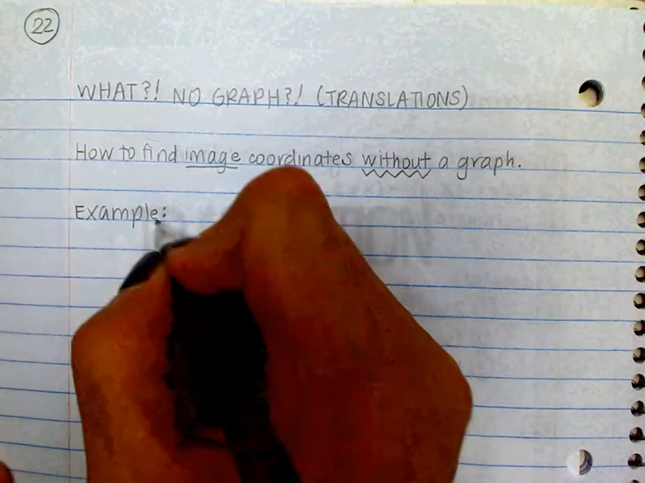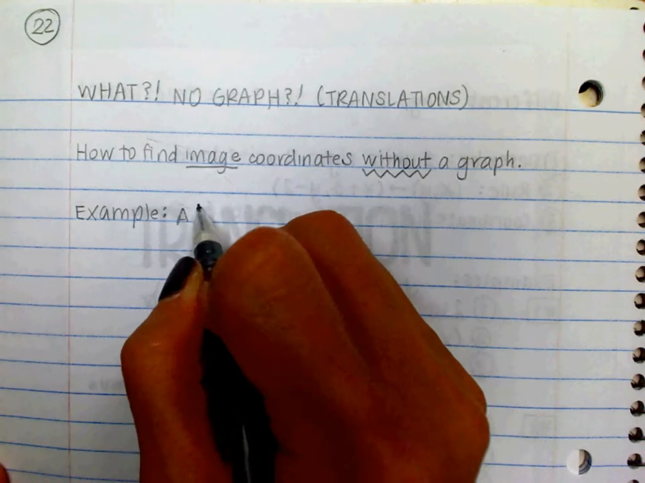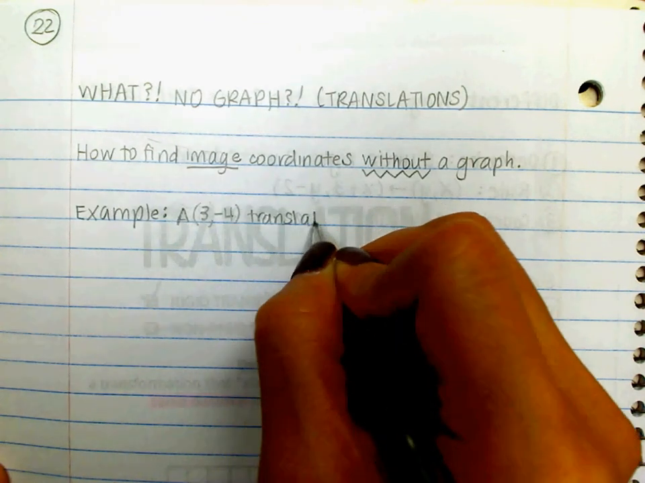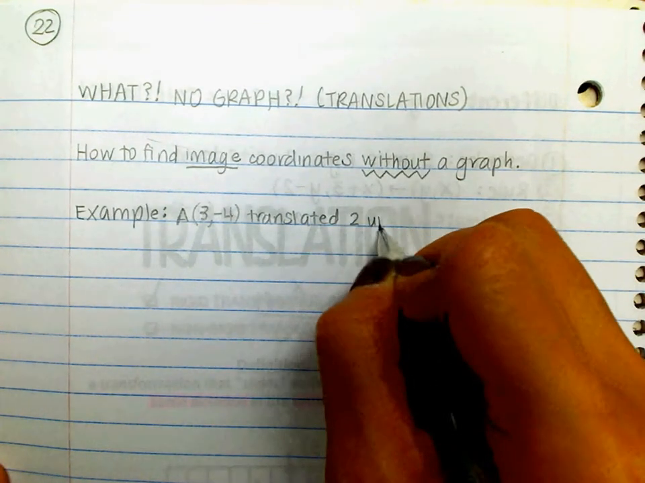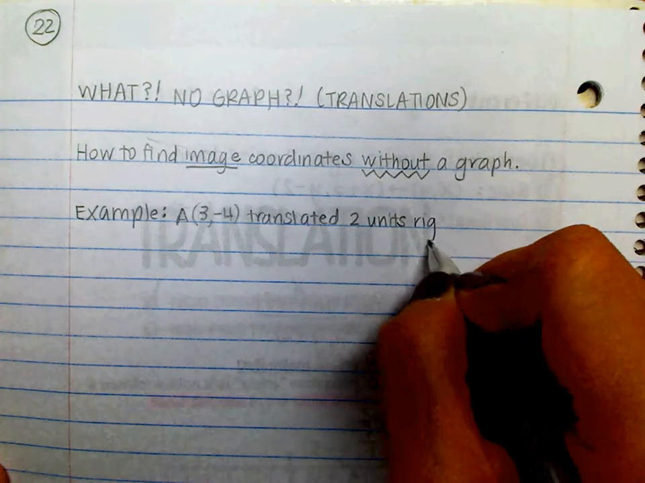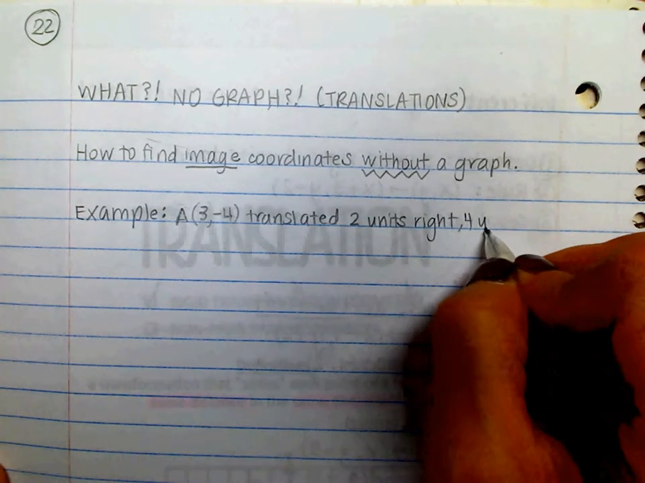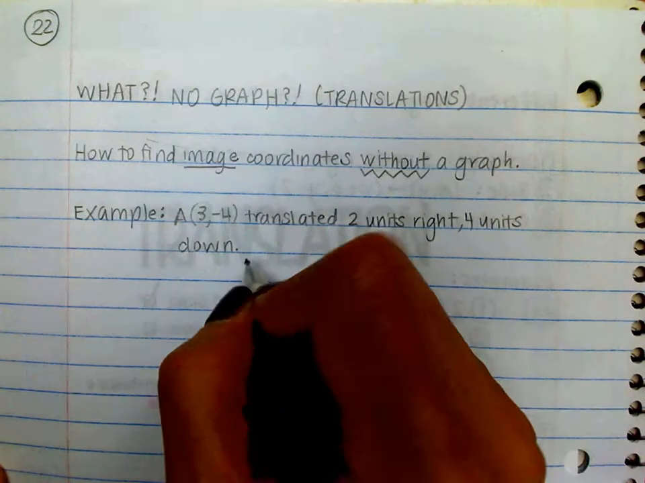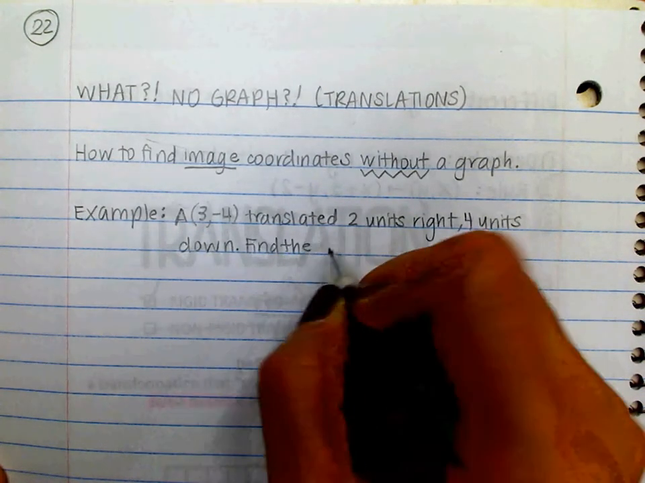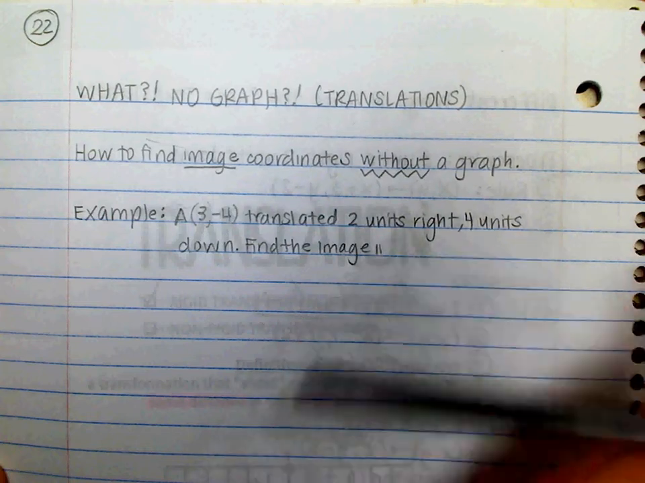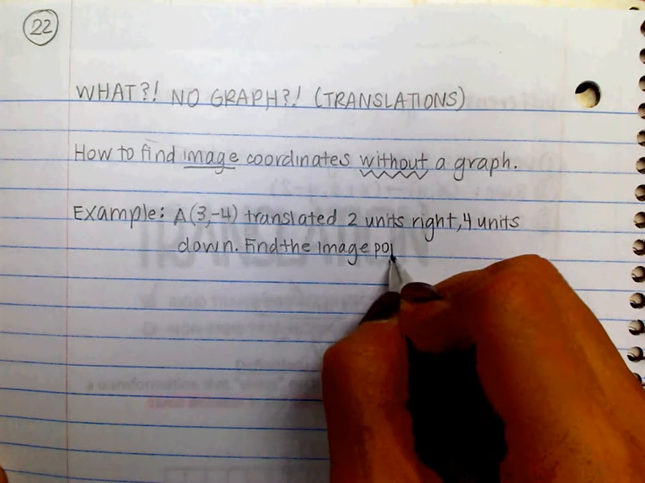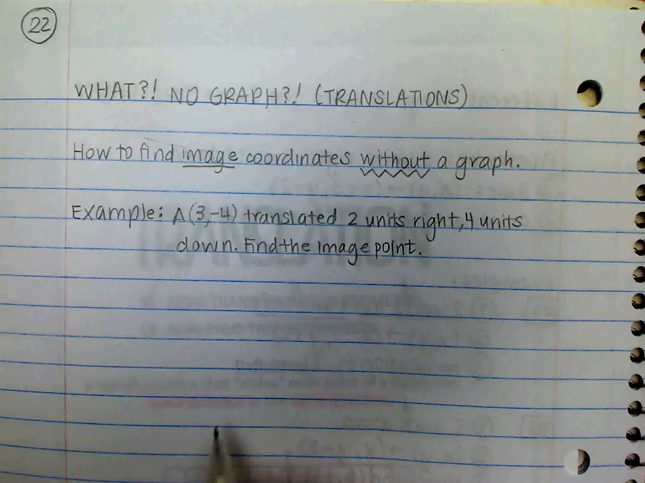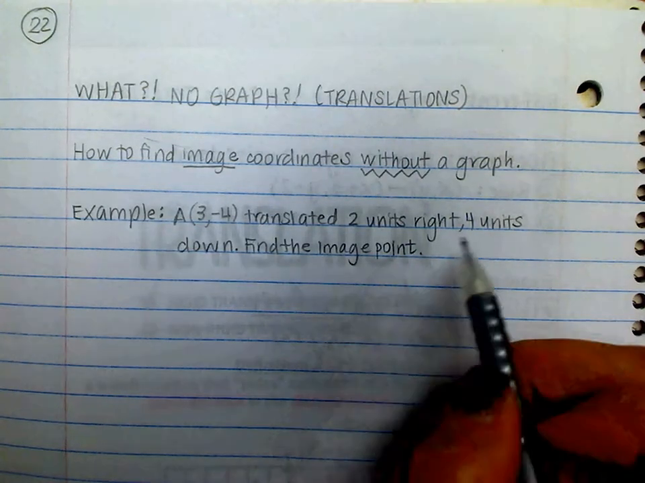So here's an example. Let's say I have a point A, which has the coordinates 3, -4, translated. So all of this you should copy down. 2 units right, 4 units down. Period. Find the image point. So, first of all, it might be a good idea to use KWWSD to kind of break down this problem.